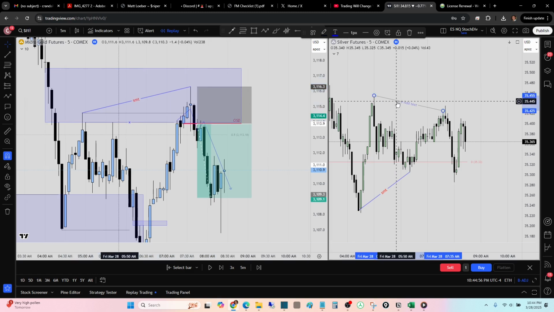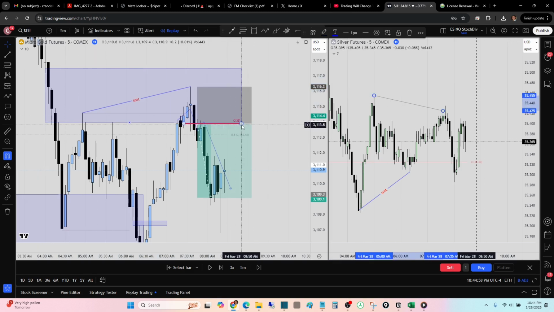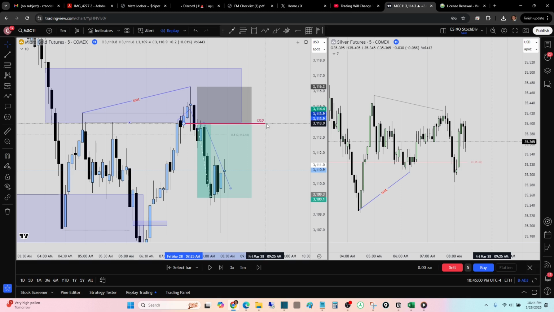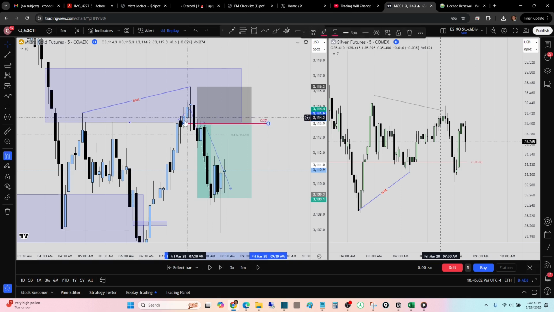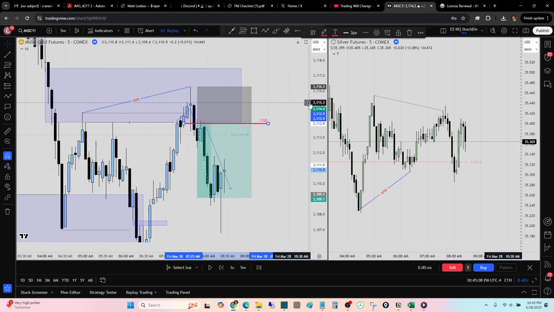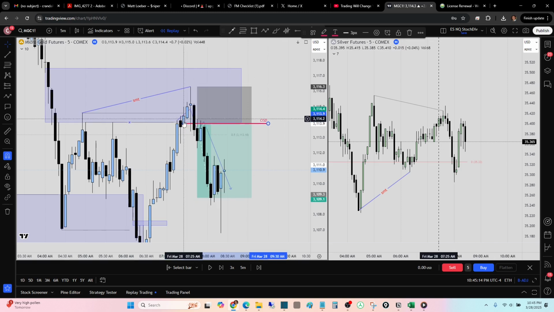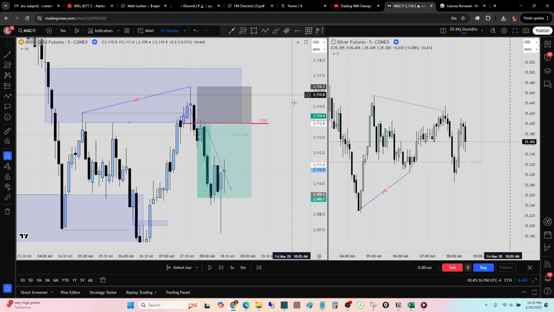If those two things exist, then I can look for my entry model, which is called change in state of delivery. Really, it's just an order block. We enter on the close below and then retrace back to that change in state of delivery point, which is the open price of the order block here. I'm going to go ahead and pause the video and set everything else up to explain in detail.